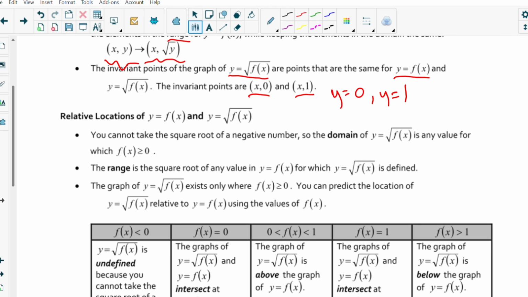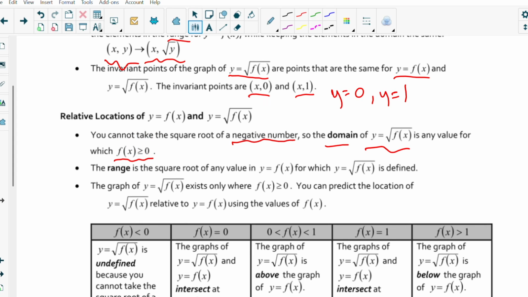Relative locations of f of x and y equals square root of f of x. This is important when we do graph sketching. You cannot take the square root of a negative number because the Cartesian coordinate system we're working in is real numbers. If you take the square root of a negative number, you'll get complex or imaginary numbers, and we don't deal with that in this course, okay? So for the purposes of this lesson, the domain of y equals square root of f of x is any value for which f of x is greater than or equal to 0.